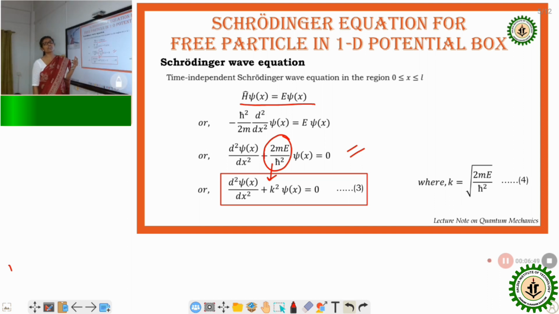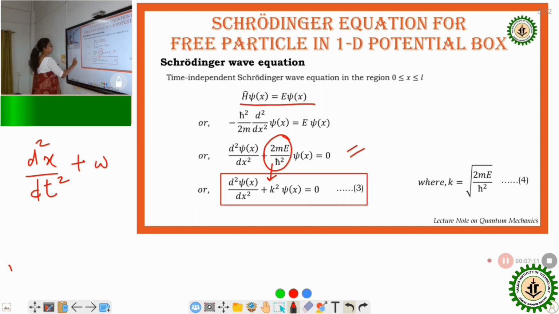So what is the equation for the simple harmonic motion? You see, d²x/dt² + ω₀²x = 0. You see, this is similar to this. Okay, so what will be the solution of that SHM? That solution will look like this for that expression 3.